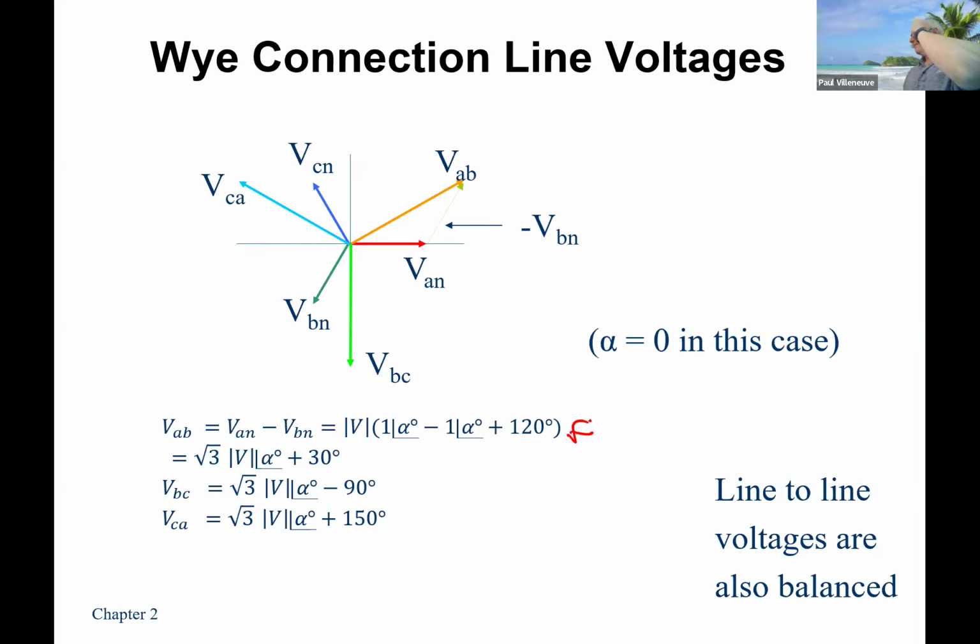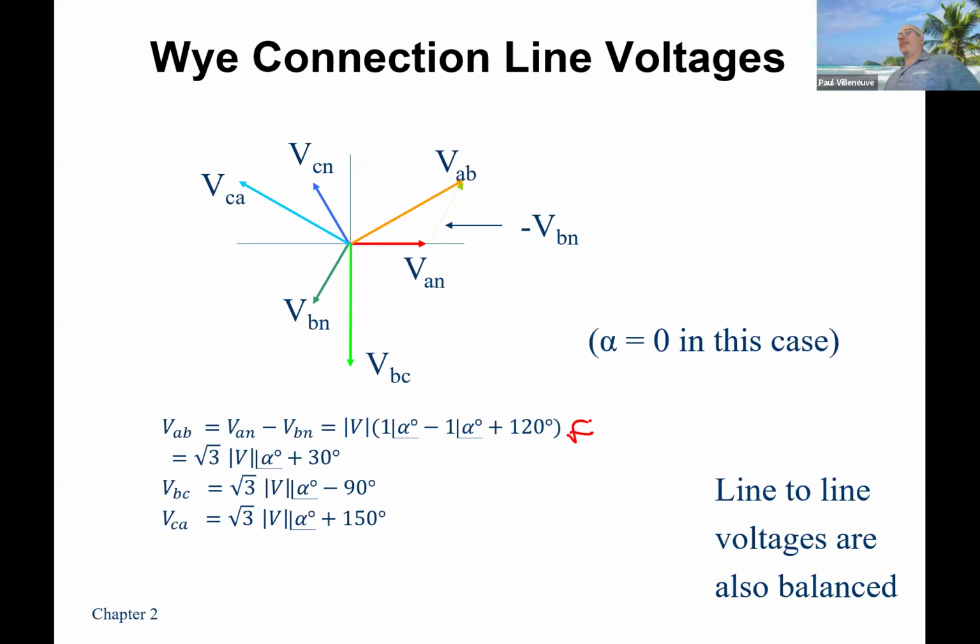VBC is exactly the same, square root of 3, but again I still have to maintain 120-degree phase separation. So now I have to subtract 90 degrees from that initial phase angle, and the same thing for 150.